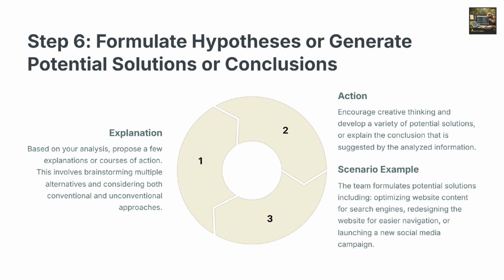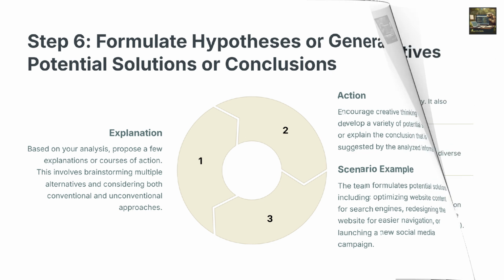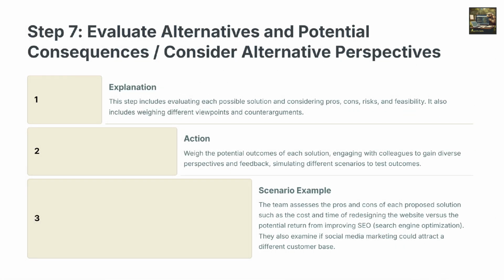For instance, in this scenario, the marketing team identifies potential solutions such as optimizing website content for search engines, redesigning the site for better navigation, or launching a targeted social media campaign. By exploring different approaches, the team builds a list of actionable ideas. This process not only highlights the most promising solutions but also prepares them to adapt if the first approach doesn't work.